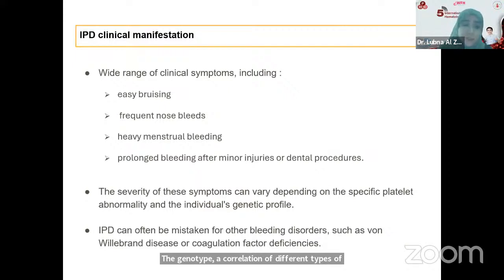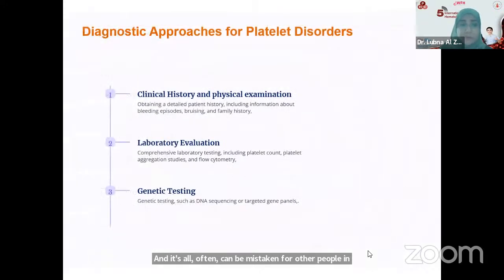And the patient with an inherited platelet disorder can present with easy bruising, frequent nosebleeds, heavy menstrual bleeding, prolonged bleeding after minor injury, dental procedure or surgery. However, hemarthrosis or bleeding in the muscle is less frequent in inherited disorders. And it can often be mistaken for other bleeding disorders such as von Willebrand disease or other coagulation factor deficiency.